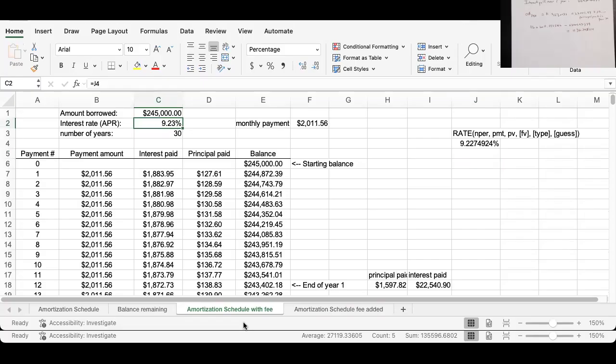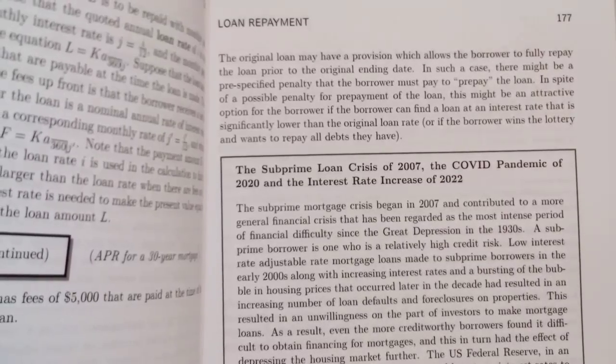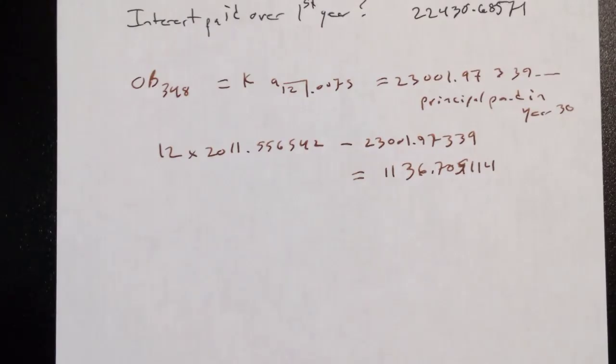On page 177, there's a discussion of the subprime loan events that led up to it. And there's a lot of very interesting discussion here about the way in which interest rates changed, both from that and through the pandemic. I recommend that you listen to a thing that's on our Canvas page that I put there. Let me get to our Canvas page. There's a web link here.